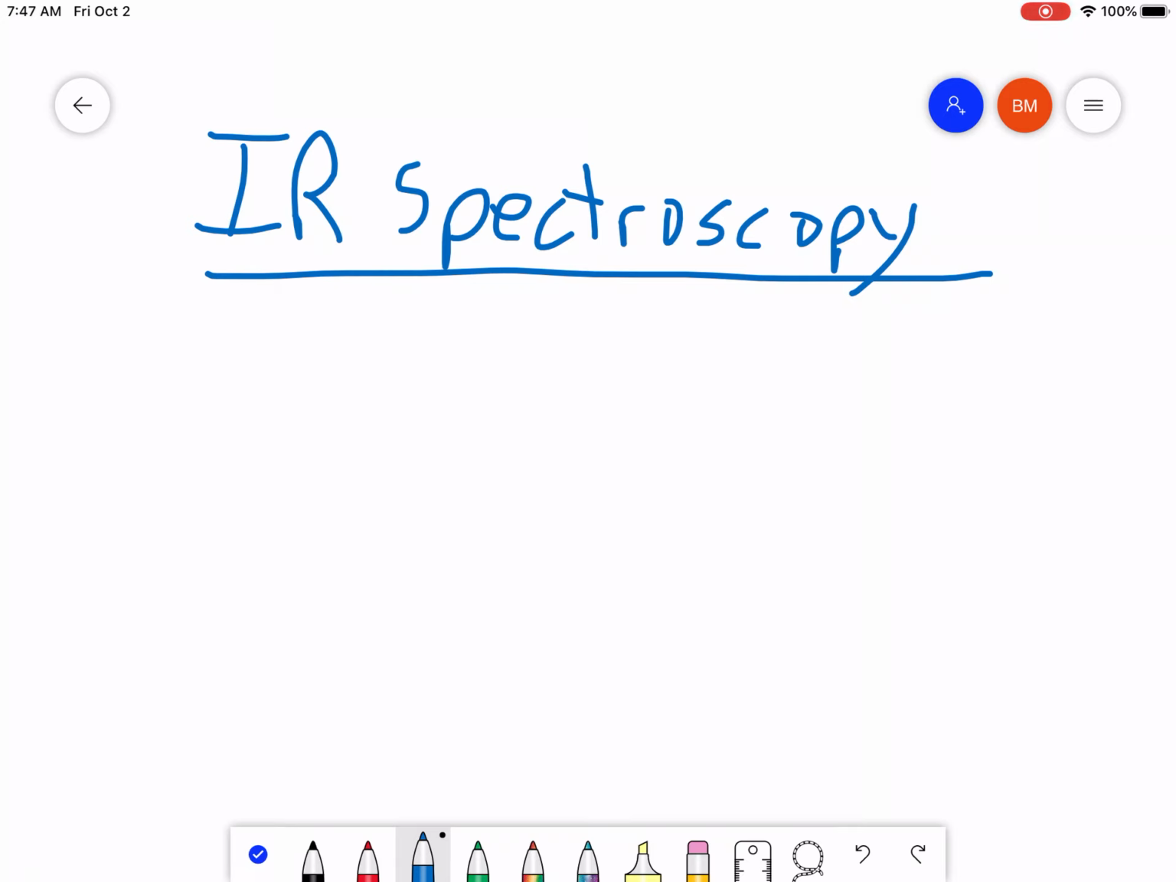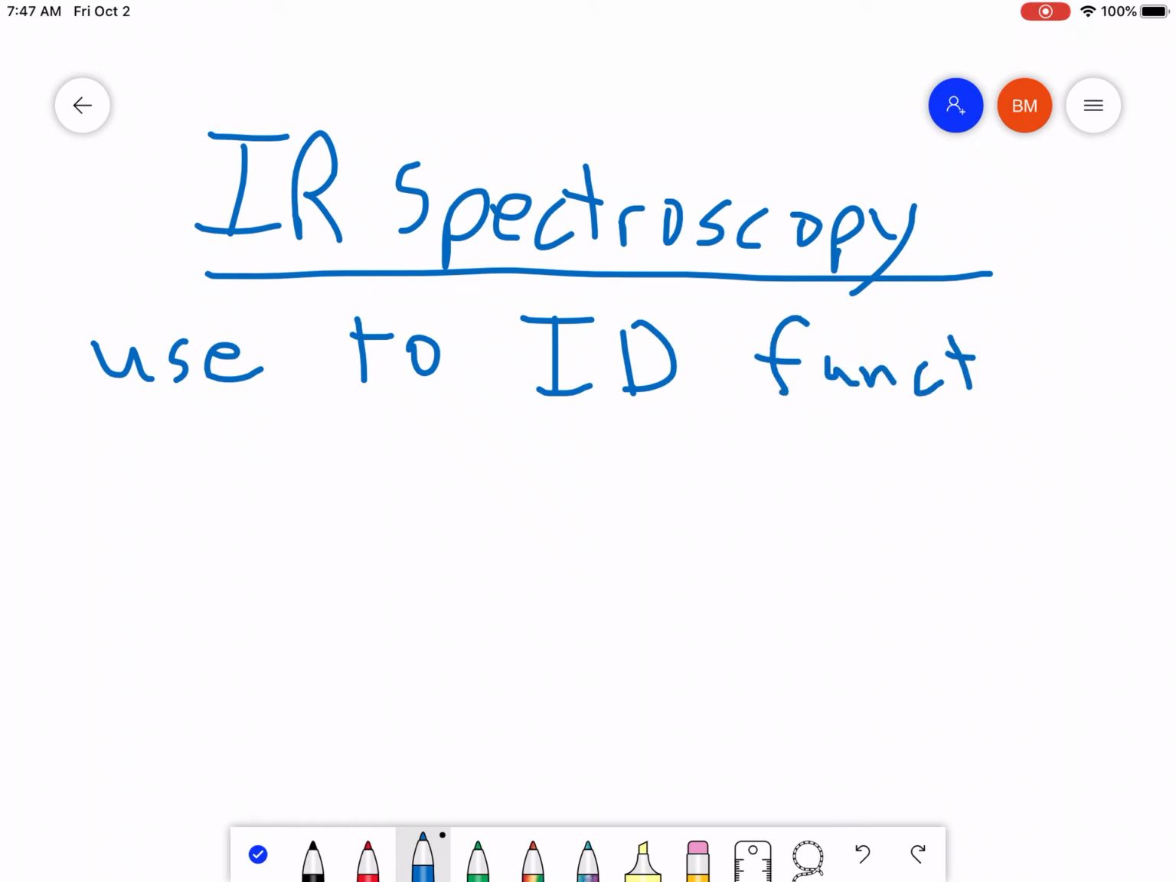Why do we use IR spectroscopy? We use it for a very specific reason. We use it to identify functional groups that might be present in a given molecule. We're going to see, like I said, multiple types of spectroscopy throughout the course of the year. They all have different purposes. IR is specifically used to identify functional groups, to identify chemical families that the particular sample might belong to.